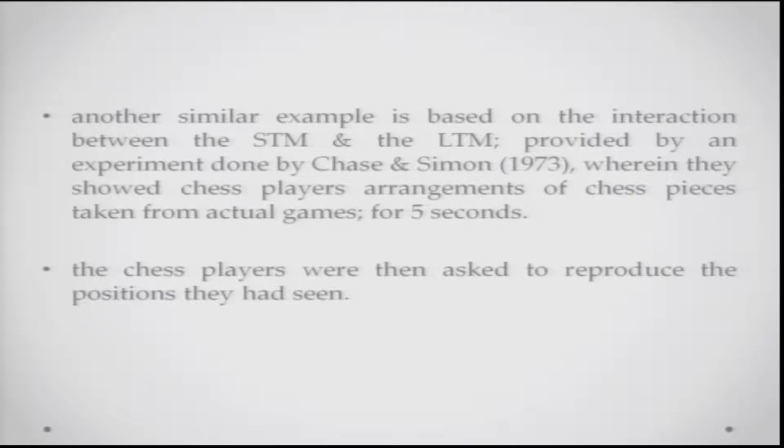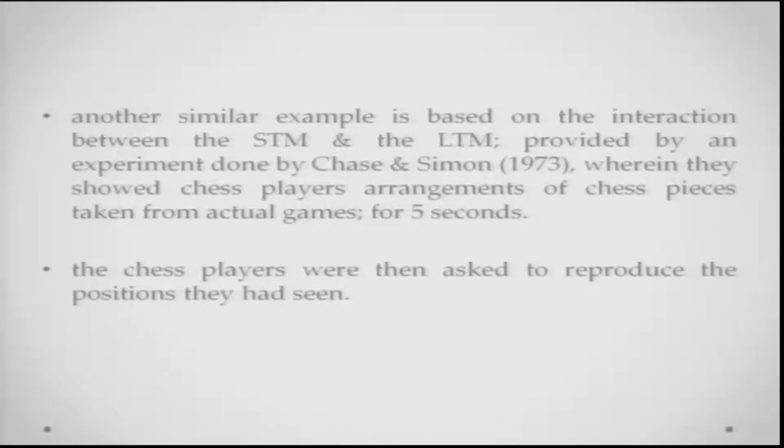Now, coming back, another similar example is based on the interaction between the short term memory and the long term memory, and it was provided by an experiment done by Chase and Simon in 1973. What they did was they showed chess players arrangements of chess pieces taken from actual games for 5 seconds. So, chess players and a novice person who had never played chess were shown arrangements of 24 chess pieces on a particular board, and then they were later asked to recall which were the pieces.